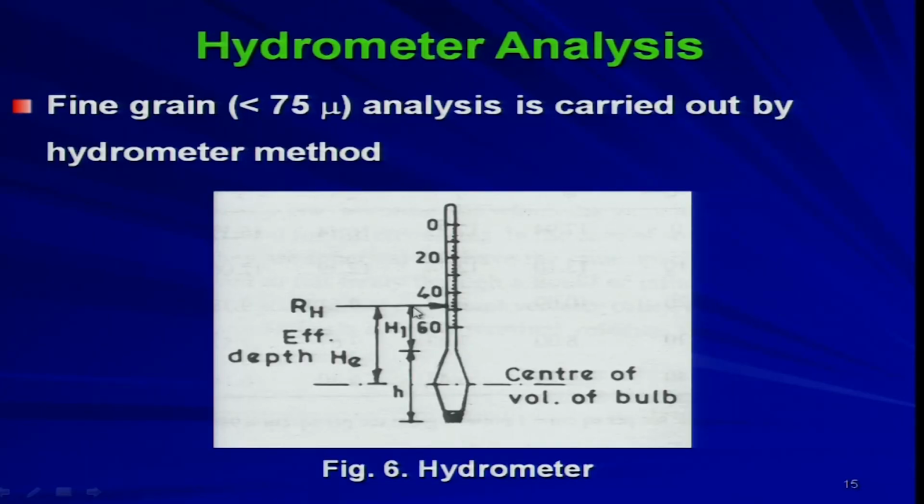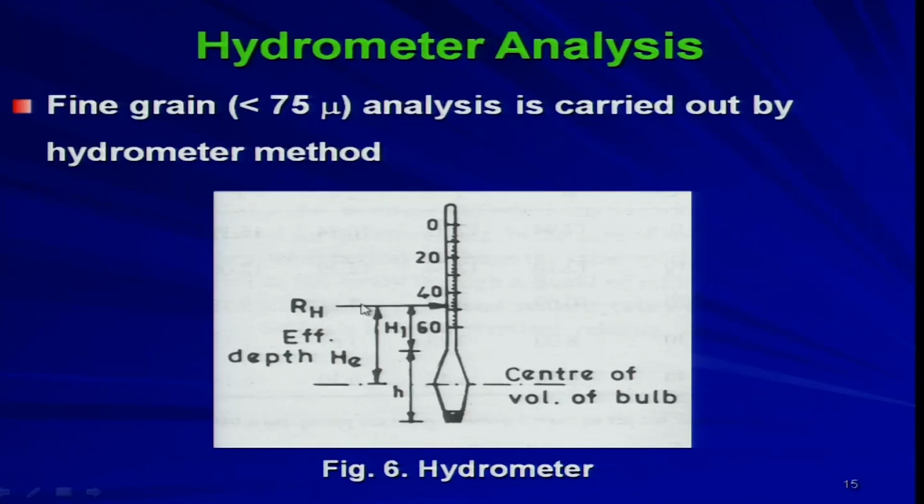So, basically this hydrometer reading will keep changing, because as the soil particles settle down at the bottom and the water level rises, you get different hydrometer readings. Based on that, you do some calculation and get information about what diameter has settled at what time and what percentage finer you are getting.